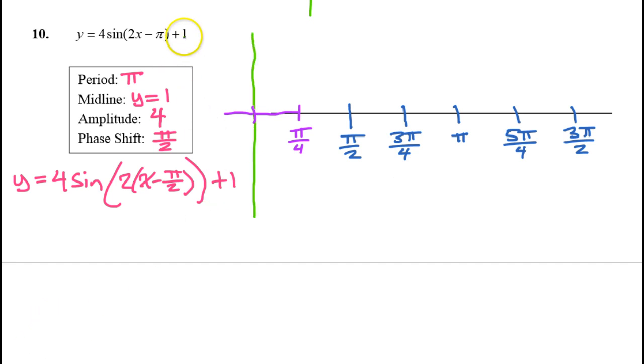Okay, so we have this vertical shift up 1. So here's my 1, and we need our dotted line representing the midline. This is mandatory. You may not skip it. Now, the amplitude is 4. So I need to go up 4 from here. 1, 2, 3, 4. So this is 5. I need to go down 4 from here. So 1, 2, 3, 4. So this is -3.